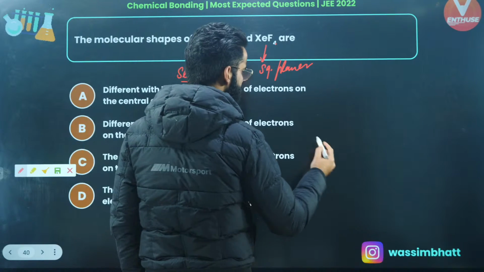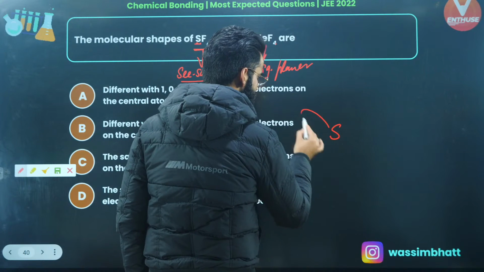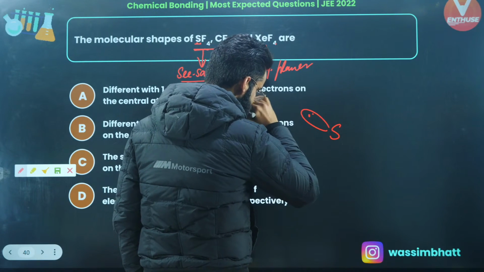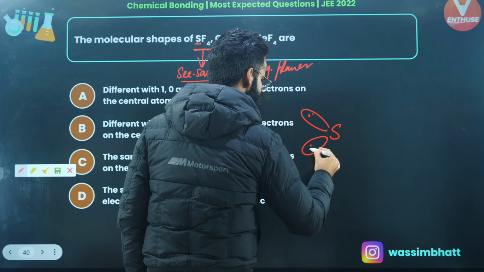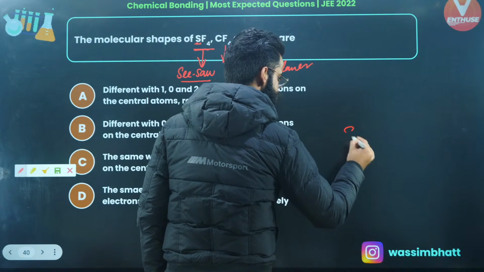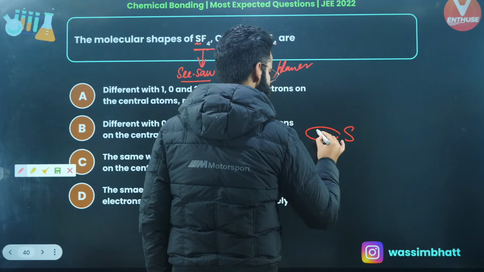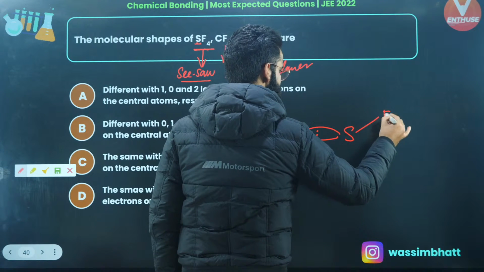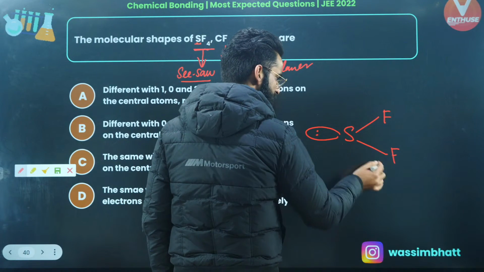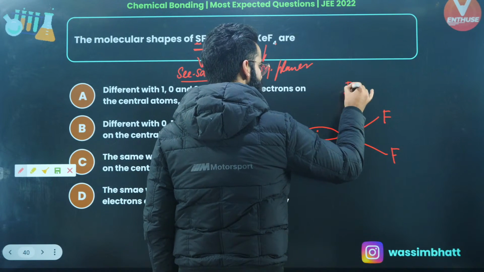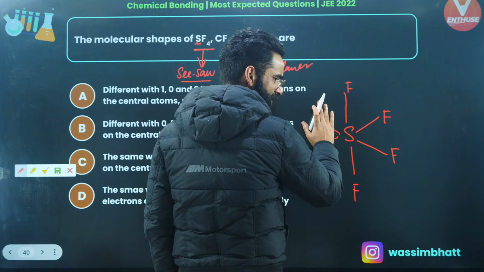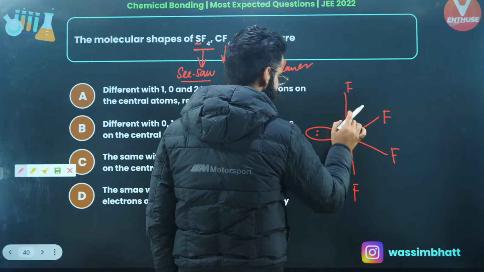If you talk about SF4, this is sulfur over here, right? There is 1 lone pair over here. This is fluorine, this is fluorine. These 2 fluorine atoms are present on the equatorial plane, right? On the axial plane, there will be 2 more fluorine atoms, so the shape becomes seesaw type. Neglect this lone pair. It looks like seesaw, perfect.